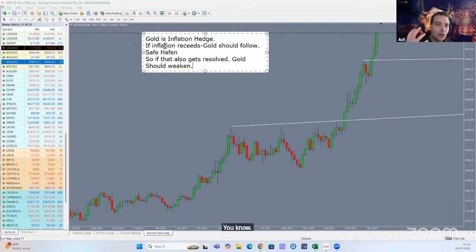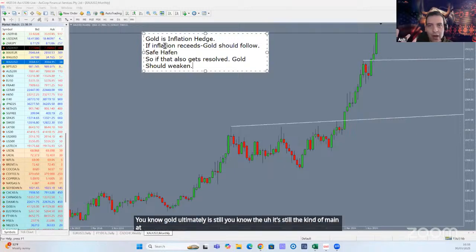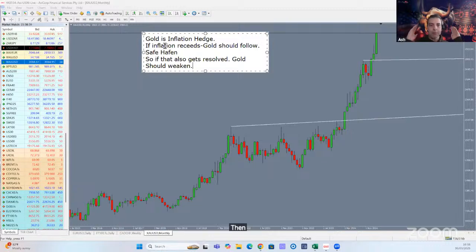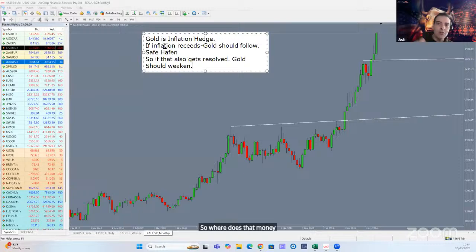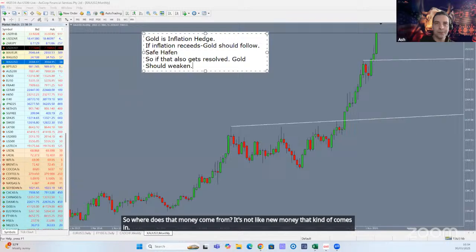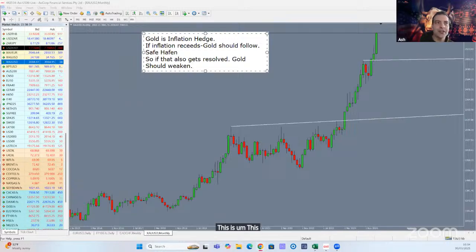Gold ultimately is still the main asset to buy because people want the safety and protection. But when that safety and protection is no longer needed, then they will be going, I'm going to buy growth assets. I'm going to buy the Nasdaq. I'm going to buy the S&P. I'm going to buy the Russell 2000. I'm going to buy the Dow and all the other stocks that they want in the world. So where does that money come from? It's not like new money that comes in. This is just asset allocation, how you move your money around the place.